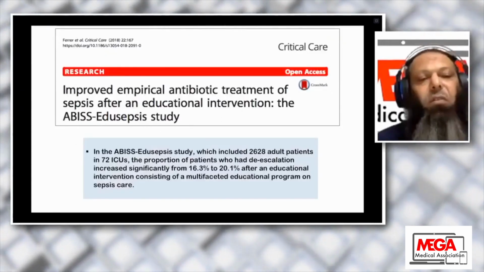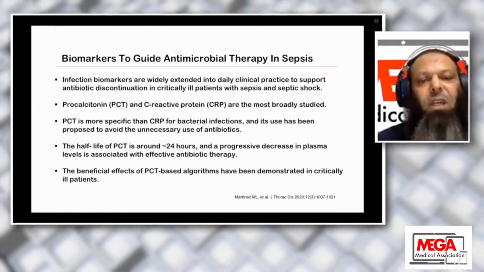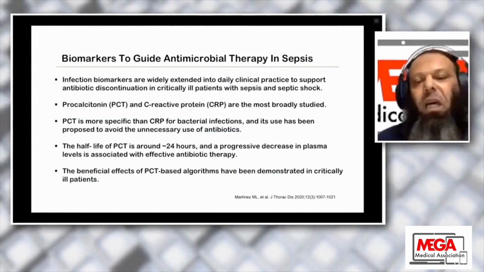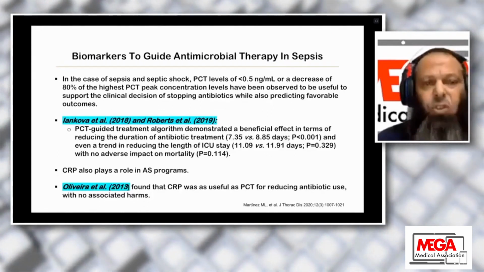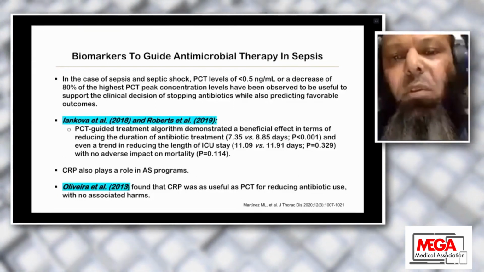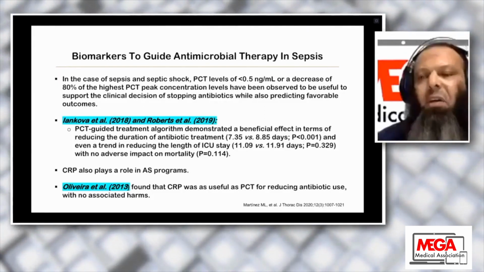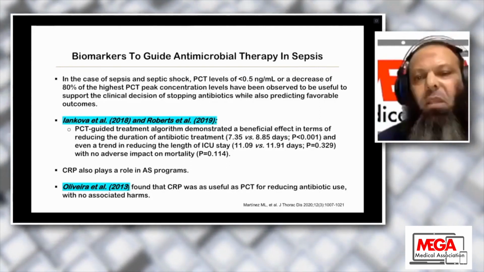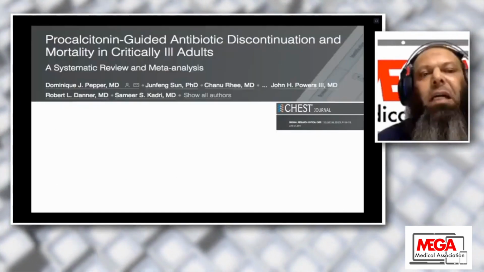Biomarkers, we all know about the role of procalcitonin. It is more specific than CRP, and the beneficial effect of PCT-based algorithms has been demonstrated in critically ill patients. In most cases of septic shock, a PCT level of less than 0.5, or a decrease of 80% from the highest PCT level, as Dr. Hisham said, has been observed to be a useful support in the clinical decision of stopping antibiotics, while also predicting favorable outcome. But again, time, please.